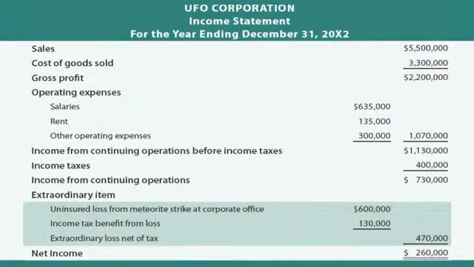Here's an example. I have income from continuing operations for UFO Corporation, and then I'm showing that we have an uninsured loss because we were struck by a meteorite at our corporate office. So that's clearly unusual in nature and infrequent in occurrence, so I'm going to report the loss separate and apart from continuing operations and net of its related tax effect.